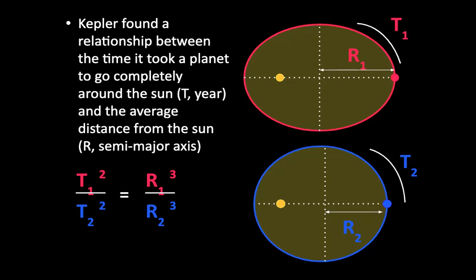Kepler found a relationship between the time it took a planet to go completely around the sun and the average distance from the sun. So we said that he was a what? You see a lot of what up here? Math, right? So he's a mathematician. So the relationship between the time it took a planet to go completely around the sun and the average distance from the actual sun.